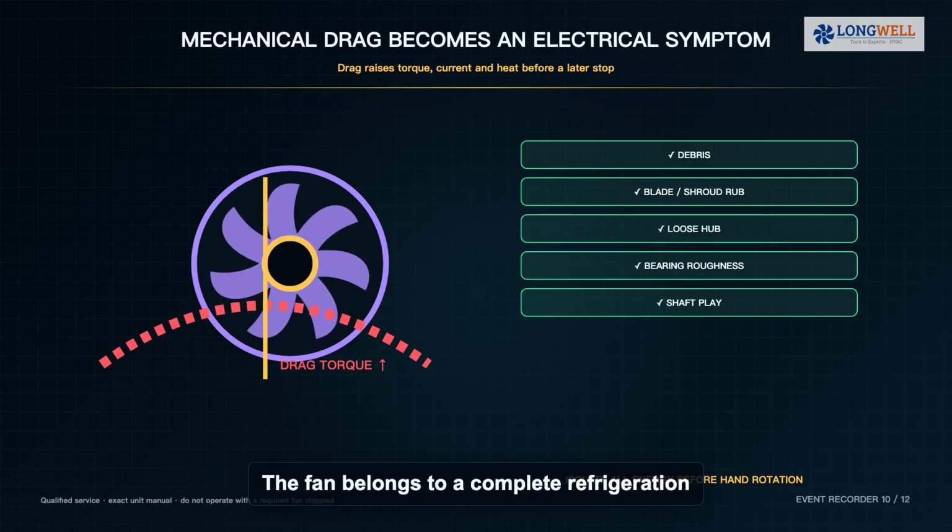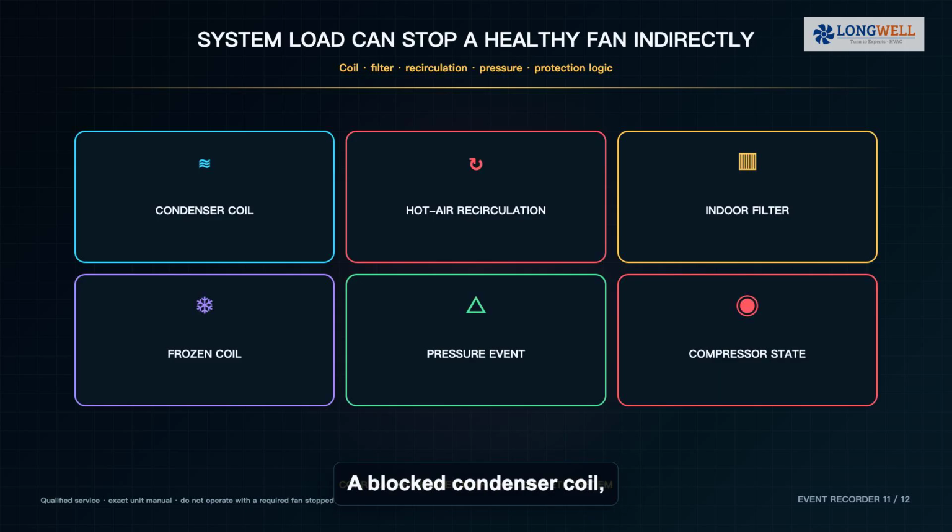The fan belongs to a complete refrigeration and air distribution system. A blocked condenser coil, recirculating hot discharge air, a loaded indoor filter, frozen coil or abnormal pressure can change operating conditions or trigger protective logic. Correlate fan speed with coil condition, airflow, pressure events, and compressor state. Fix the system cause instead of repeatedly replacing the same fan part.